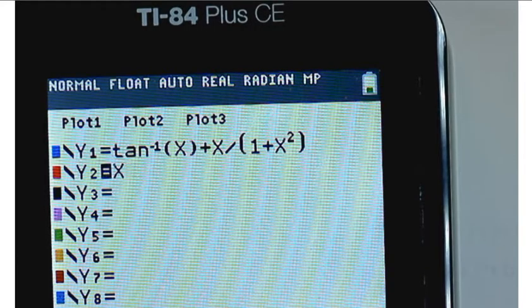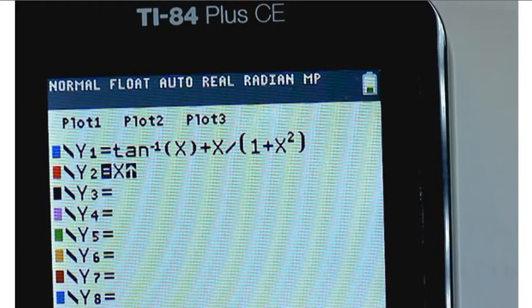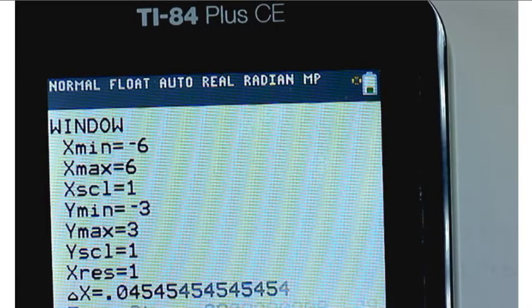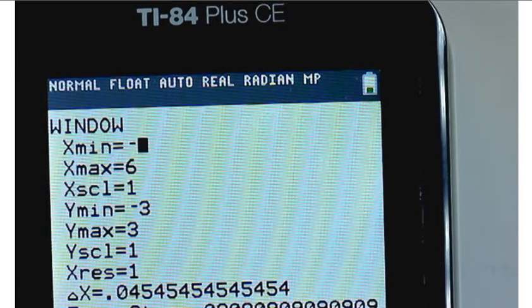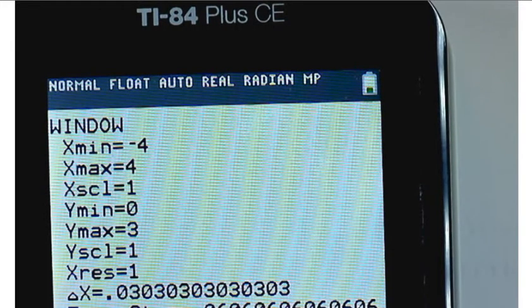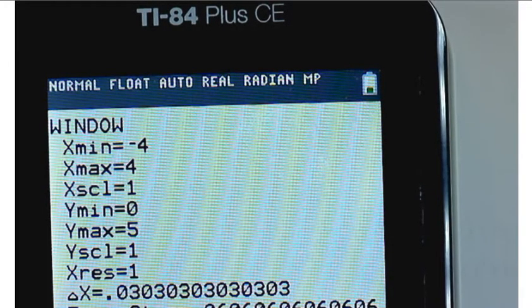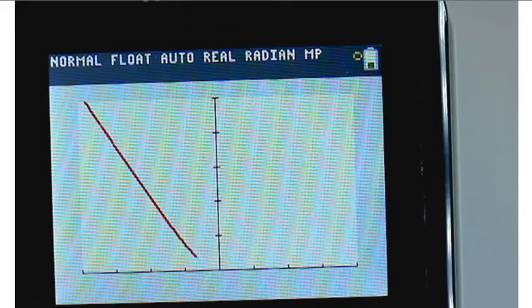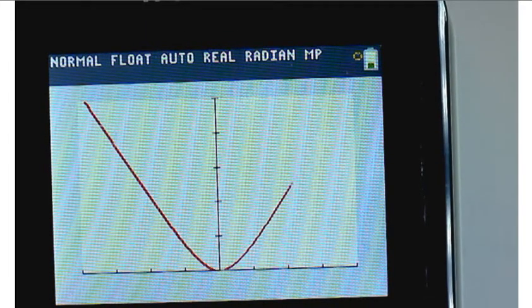I'm trying to think if I want to adjust my window. I am going to adjust my window. Let me go from, say, -4 to 4, and let's do 0 to 5. That's just a guess. Ooh, that was a pretty good guess. That was a really good guess. I like that. Thank you.